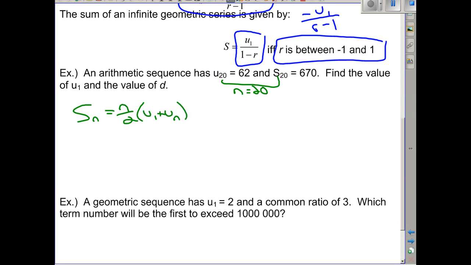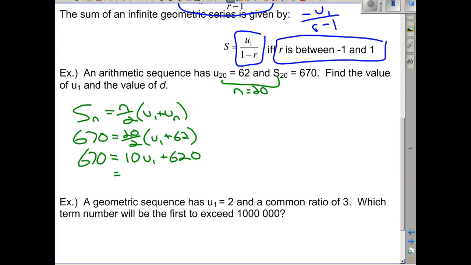u1 plus un. Okay, substitute in what we know. Sum of the first 20 terms is 670. N is 20. u1 is unknown, and un, or the 20th term in this case, is 62. 20 over 2 is 10 times u1, and also 10 times 62, which would be 620. We'll solve here. We'll get 50 equals 10 times u1, or u1 equals 5.